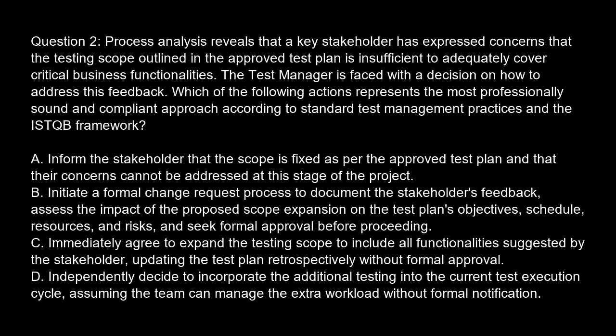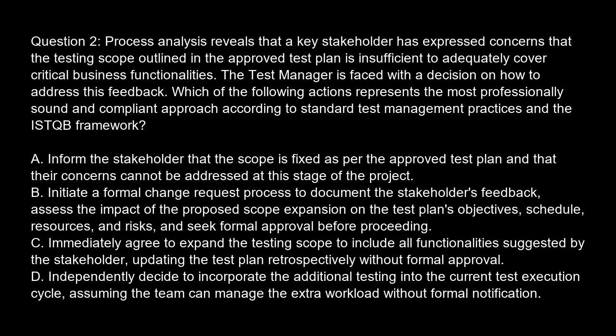Option A. Inform the stakeholder that the scope is fixed as per the approved test plan and that their concerns cannot be addressed at this stage of the project. Option B. Initiate a formal change request process to document the stakeholder's feedback, assess the impact of the proposed scope expansion on the test plan's objectives, schedule, resources, and risks, and seek formal approval before proceeding.